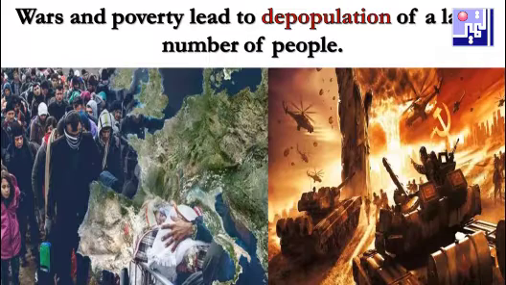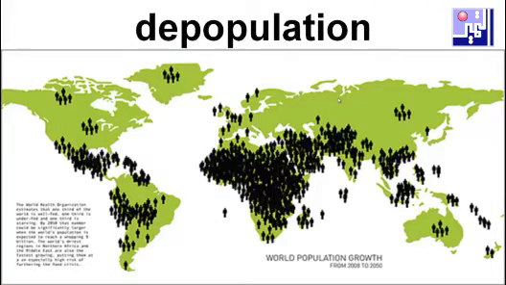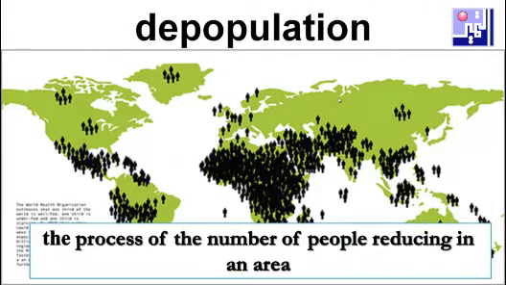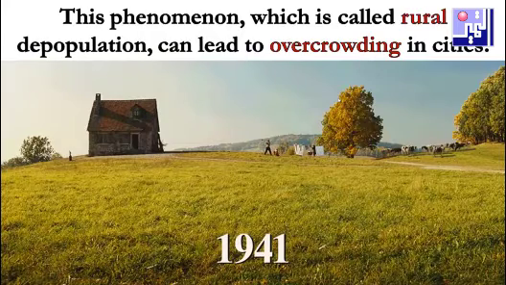After that we have the word depopulation. The example here: wars and poverty lead to depopulation of a large number of people. Depopulation here means the process of the number of people reducing in an area. So, depopulation.